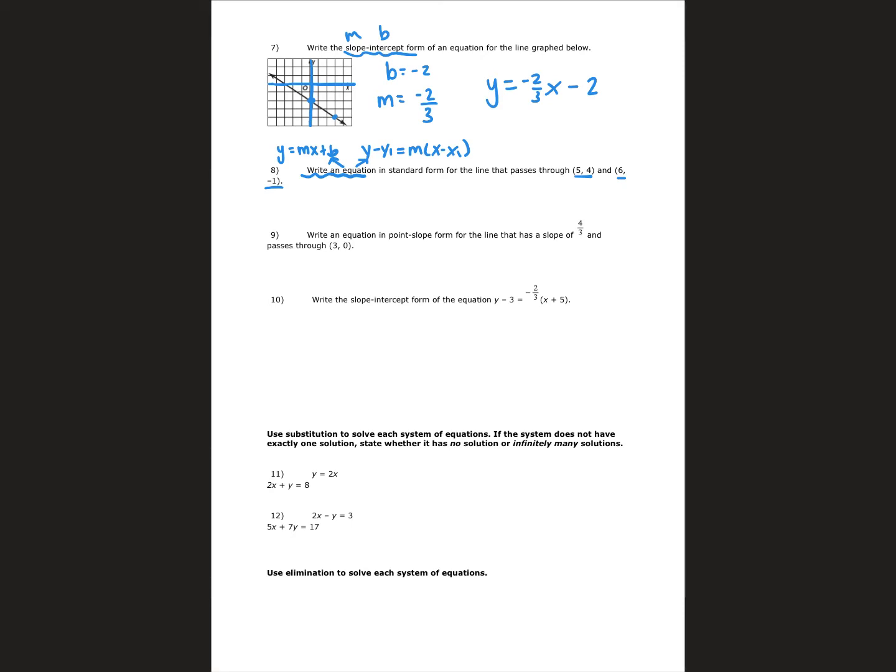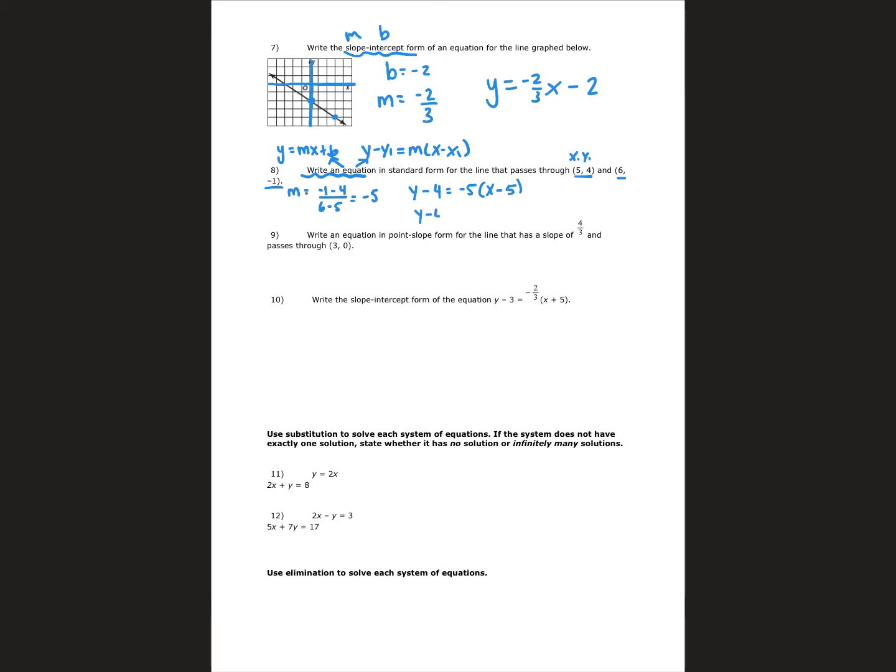So we can start by finding the slope of this. So y2 minus y1 over x2 minus x1, which gets us negative 5 over 1, or just negative 5. So now we have an m and a point. So I'm going to plug into point-slope form. y minus y1 is equal to m times x minus x1.